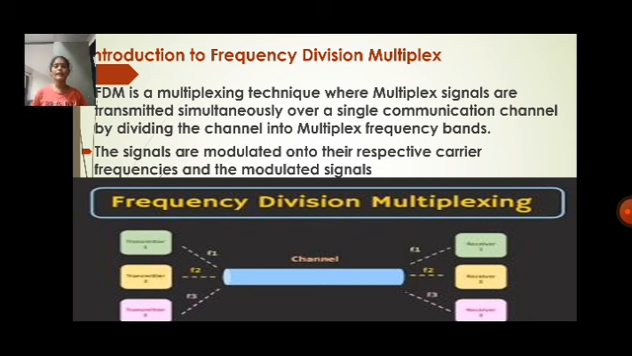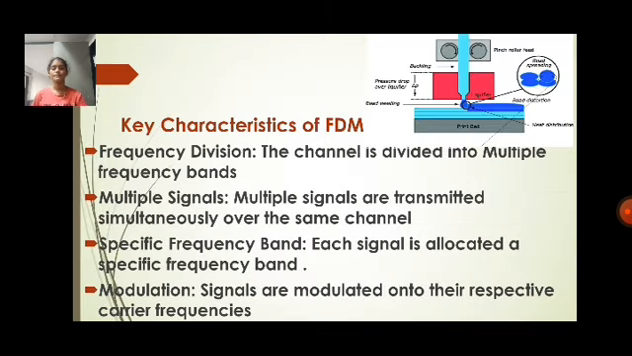FDM is a multiplexing technique where multiple signals are transmitted simultaneously over a single communication channel by dividing the channel into multiple frequency bands. The signals are modulated onto their respective carrier frequencies and the modulated signals.